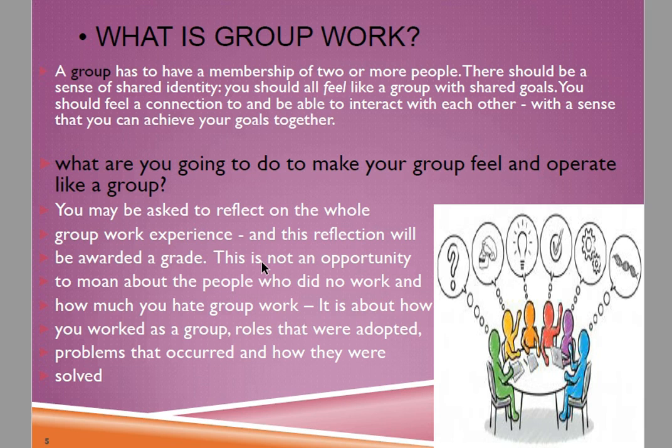This is a kind of grade or assessment for the group if they have an assignment, and it is about how you worked as a group, rules that were adopted, problems that occurred and how they were solved. So usually when I give you an assignment, it could be about solving a problem. You can discuss it with your colleagues and think about how you could solve it.